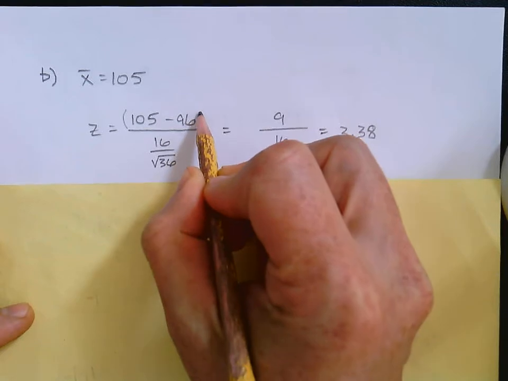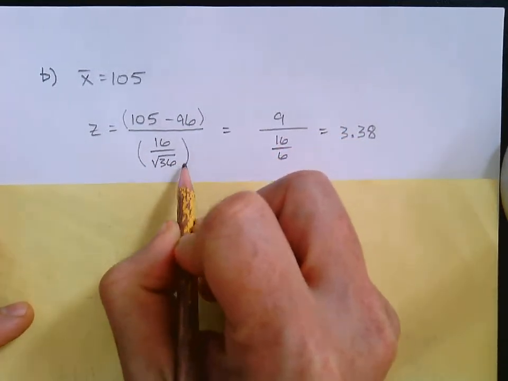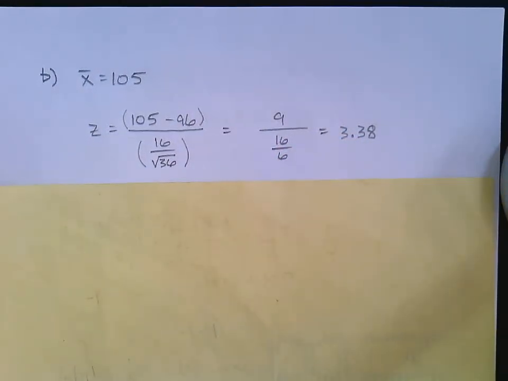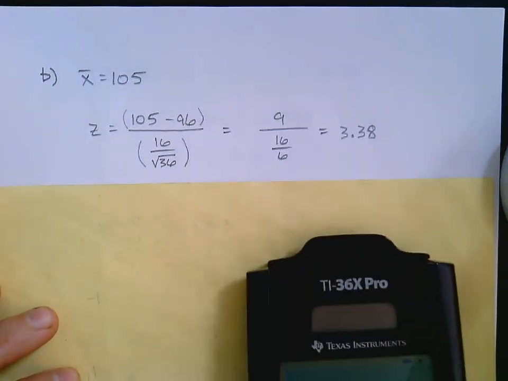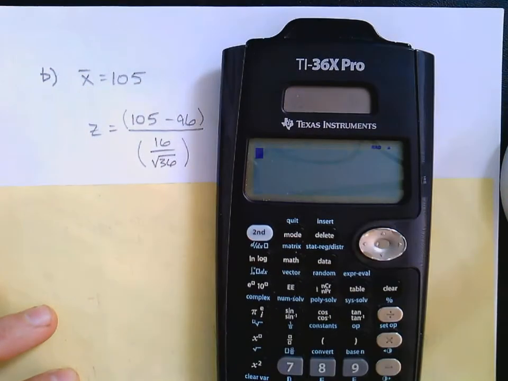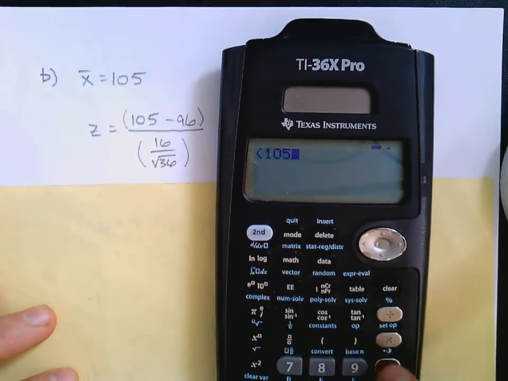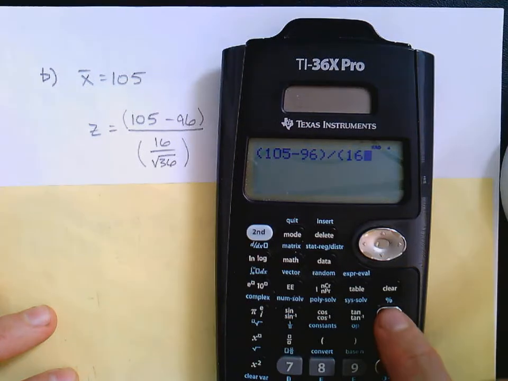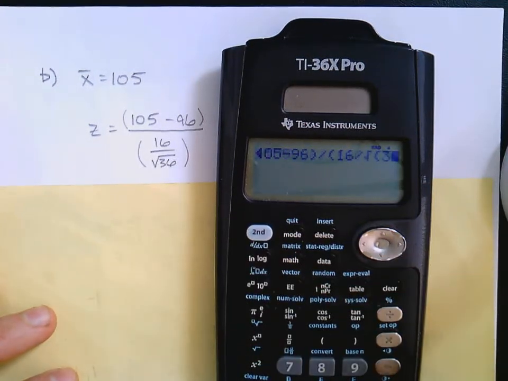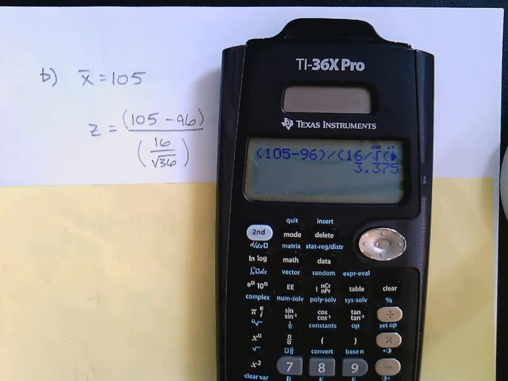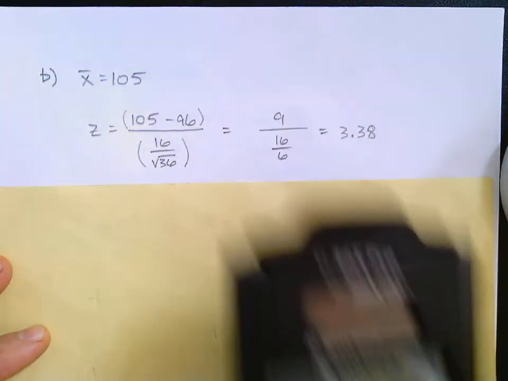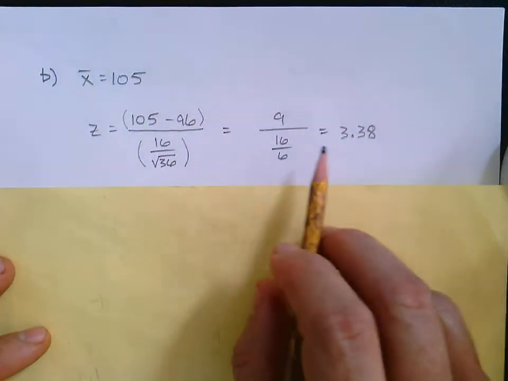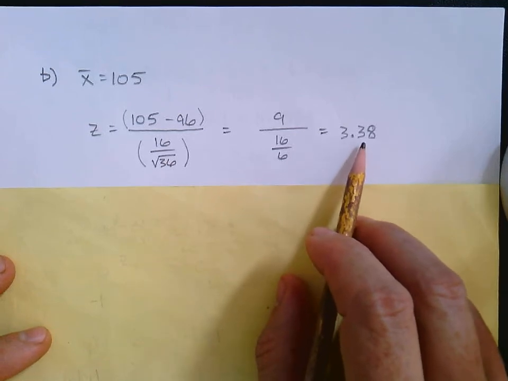And if you want to just go for your calculation right there, be sure to use parentheses around your numerator and denominator like so. I have the value there, but I'll show you what I'm doing in my calculator again. So 105 minus 96 with parentheses, divided by parentheses 16 divided by square root 36, and you get 3.375. But we'd like to round that to 2 decimal places, so let's make it 3.38.